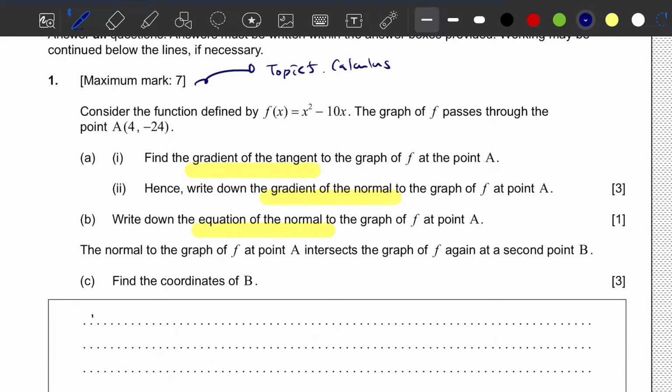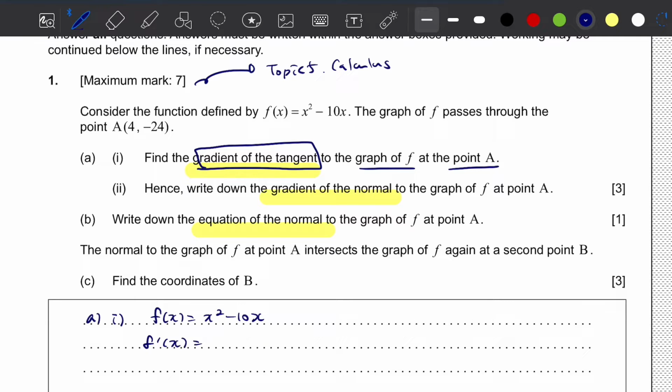So question A(i), we need to find the gradient of the tangent to the graph of f at the point A, right? So that means we first have to identify the derivative of the function f(x). So we get 2x minus 10. Once you've done this, to find the gradient of the tangent, you have to substitute the x value of the point A, which is x = 4. Then we get f'(4) = 2 times 4 minus 10, which is the same as 8 minus 10. And we can say minus 2 is the gradient of the tangent.